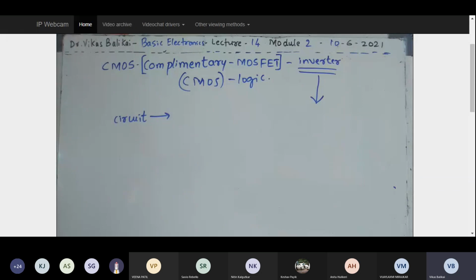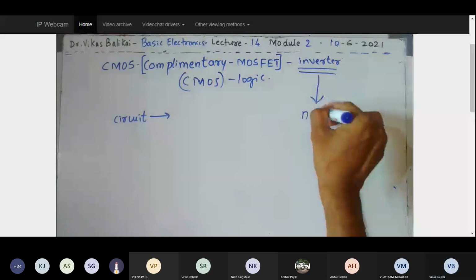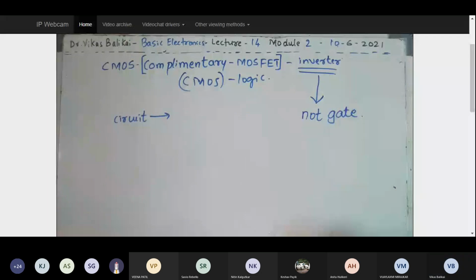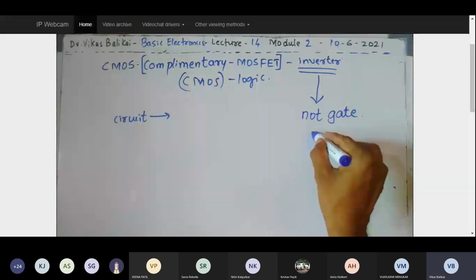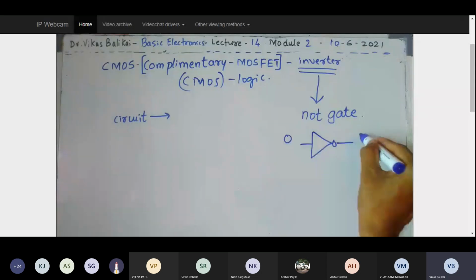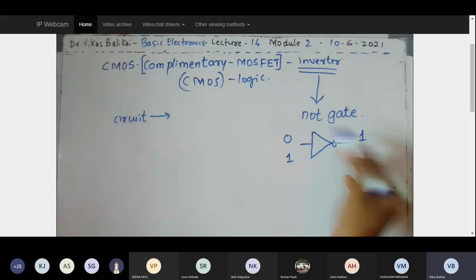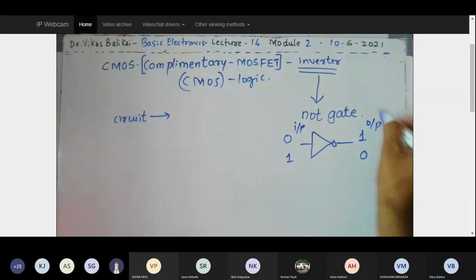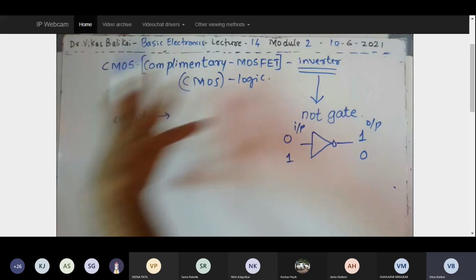Have you come across the digital gates in your 12th? Yes, sir. AND gate, OR gate, NOT gate. Yes, sir. Inverter is nothing but the NOT gate. What was the NOT gate doing? If 0, then 1. Yes, exactly. If 0 then 1, if 1 then 0. And because it is inverting the values at the input side and presenting them at the output side, it is also called an inverter. So basically here, at the end of this discussion, I will be coming up with this NOT gate.